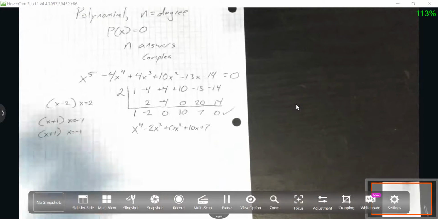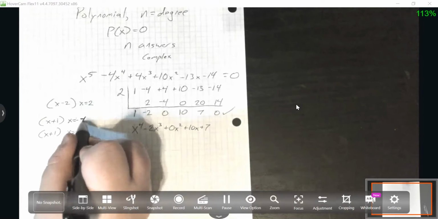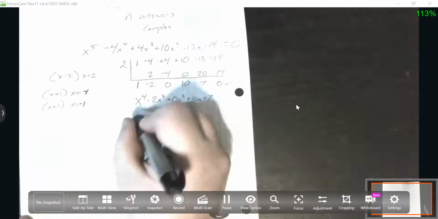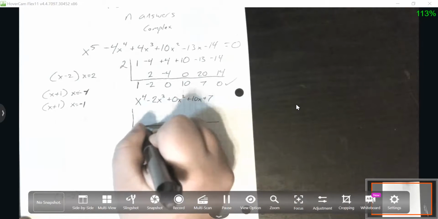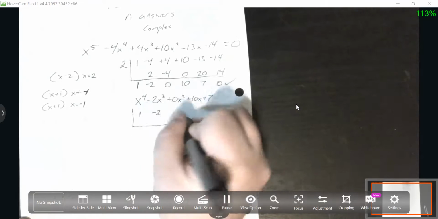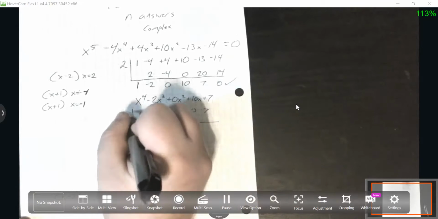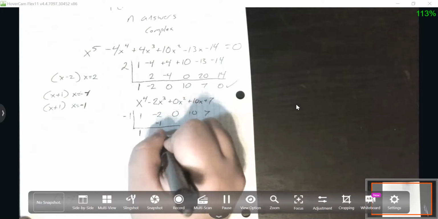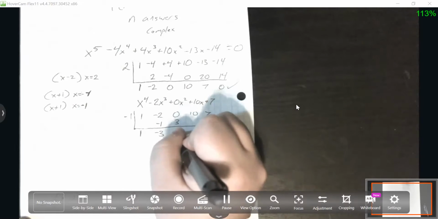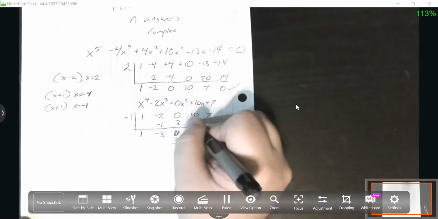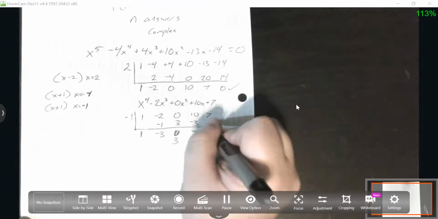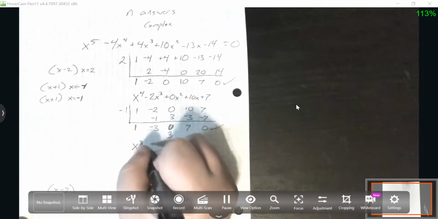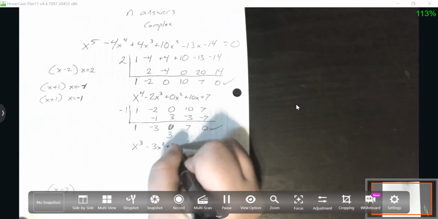Now we're going to do it again. We have 2 more. We know that negative 1 shows up at least twice. So I can do this process 2 more times using negative 1. So that's 1, negative 2, 0, 10, and 7. And I'm going to use negative 1 this time. So that's 1. 1 times negative 1 is negative 1. Negative 3, 3. Negative 1 times 3 is negative 3. Gives me 7. Negative 7, 0. Perfect. It worked again.